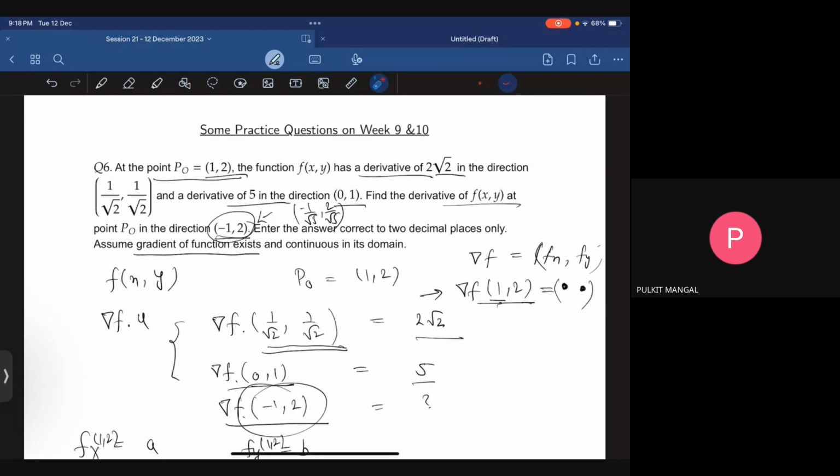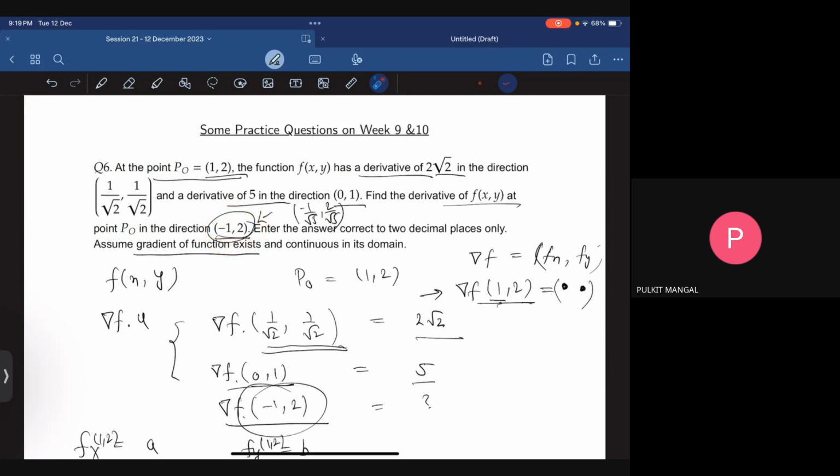Okay, yeah, sure. In the question we have been given one specific point (1, 2), and at that point we are taking the derivative with respect to three different unit vectors. If I take the derivative along this direction, I am getting 2 root 2. If I take the derivative along this direction, I am getting this as the derivative. So I need to find my derivative along this direction.